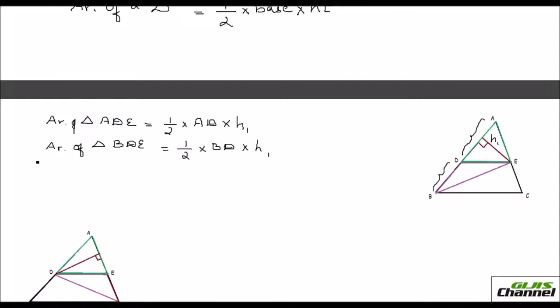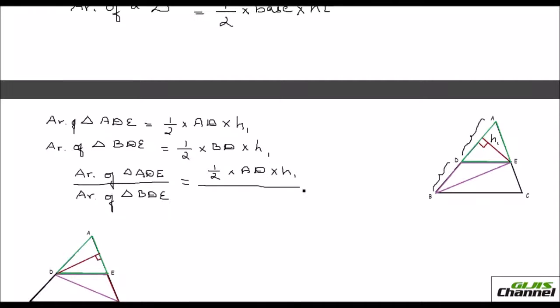Now I put this in the ratio. Let me make that in the ratio. So area of triangle ADE over area of triangle BDE will be equal to, area of triangle ADE is half AD times H1.